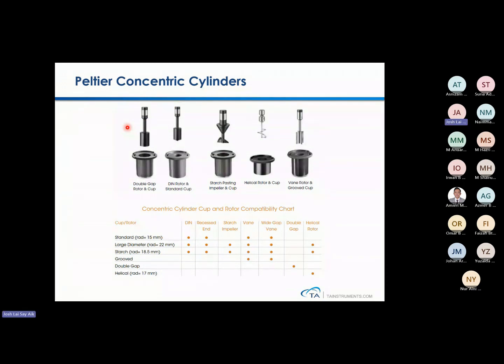And of course, again, as I have mentioned, you have a double gap for extremely low viscosity samples, single wall, and starch pasting, especially for starch gelling properties. Helical rotor and vane rotors are typically for suspensions.